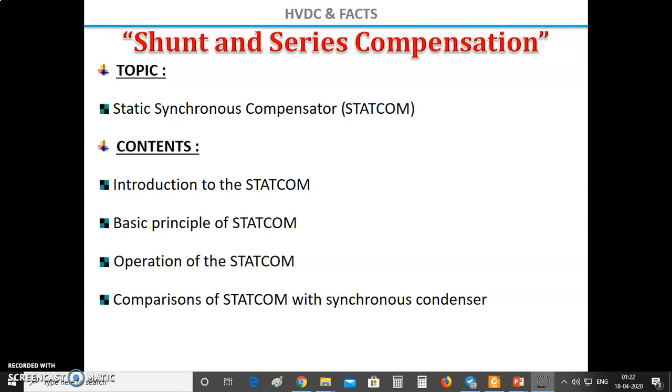That is, introduction to the STATCOM, then the basic principle of operation of the STATCOM, then how it will be operated, that is the operation of STATCOM, then the comparison of the STATCOM with the rotational solution, that is the synchronous condenser.